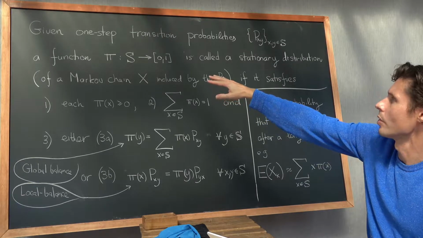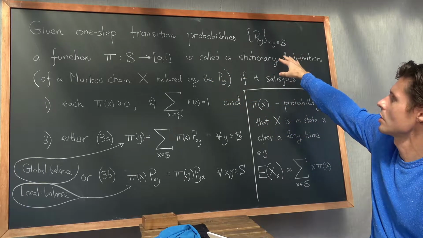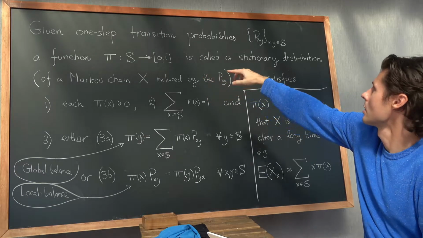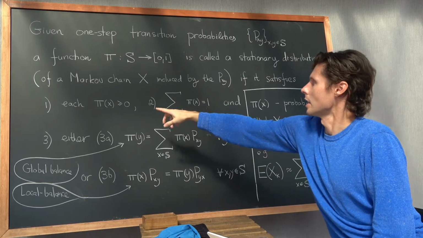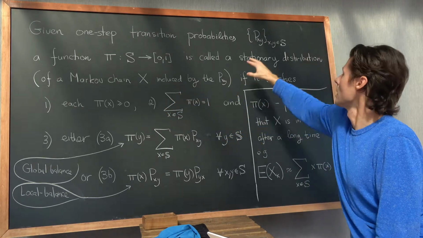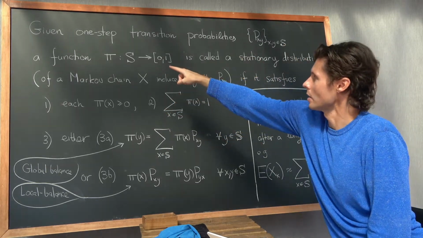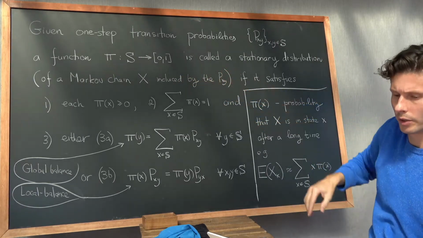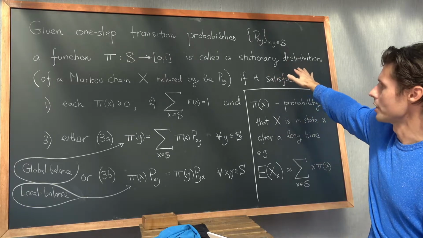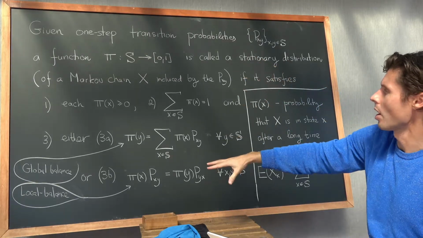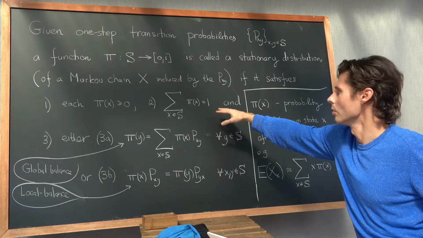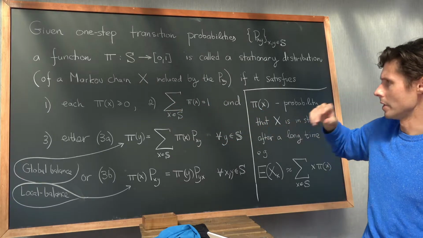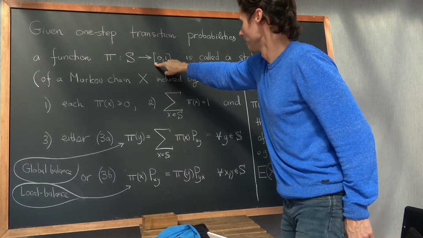So now let's move over to pi. Once you have the PXYs, the transitions, any function pi from the state space S, which is the same state space that X takes values in, to the interval 0 to 1, is called the stationary distribution once it satisfies 3 properties. The first one you should recognize right away: each pi x is non-negative. Essentially, that's the same definition as right here.